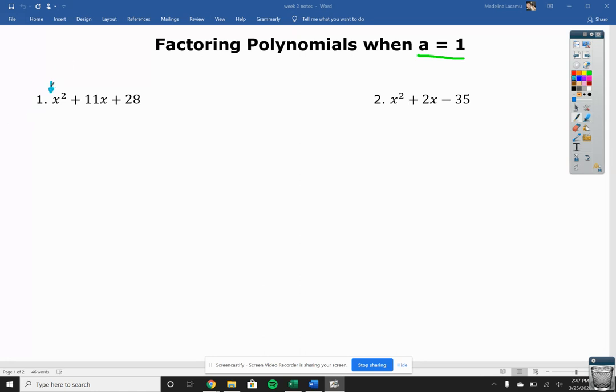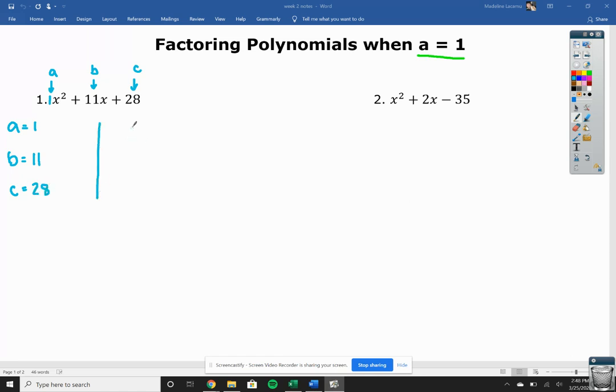So the number in front of x squared was our a. Number in front of x is our b. And our constant is our c. So I have a equals, b equals, c equals. If there's no number there, it's got to be a 1. So a equals 1. This is our b, which is 11. And c will be 28.